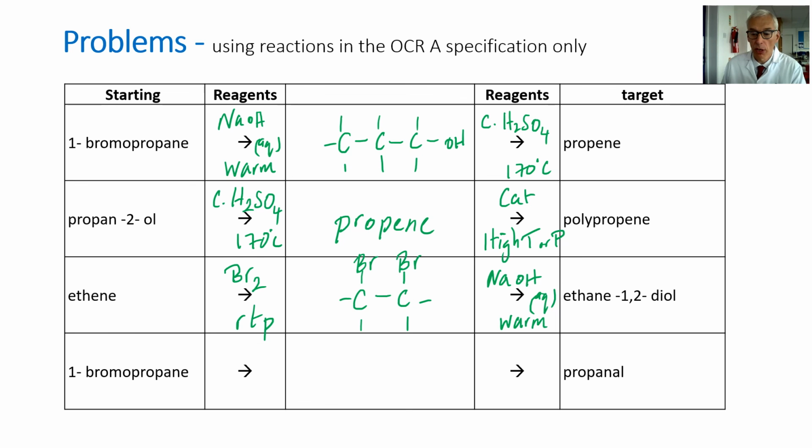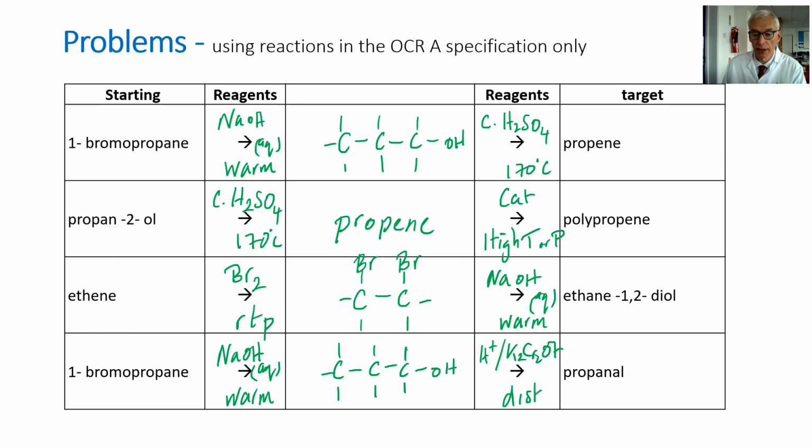The final one, 1-bromopropane to propanal. Well, propanal, we're going to require propan-1-ol again. It's a little bit repetitive, I hope you're seeing. Once you've done a few of these, the patterns keep repeating themselves. So propan-1-ol, how are we going to go from 1-bromopropane to propan-1-ol? Well, hang on, we've done this already on this page. Aqueous sodium hydroxide and warm. And then from propan-1-ol to propanal, obviously acidified potassium dichromate and immediate distillation.